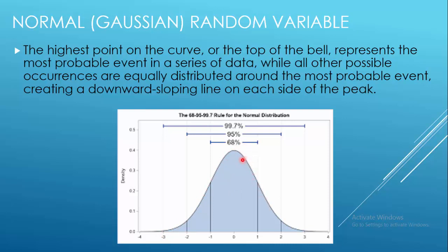So this shape represents that the most probable event is in the middle over here, and the probability of all the other events to occur above or below it are equal. So the probability for an event at 1 is the same as the probability of that event to occur at -1. So the probability is the same, and the shape of this curve is like a bell, so that's why it is called bell curve shape.